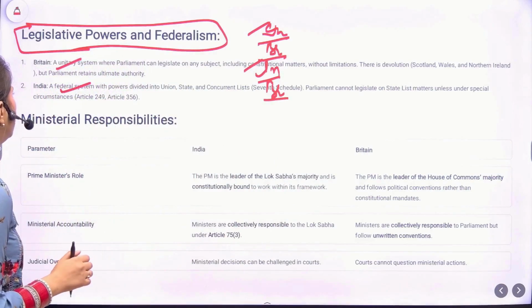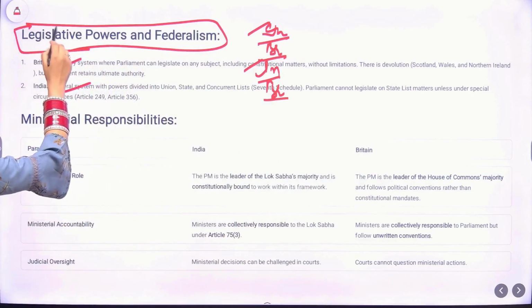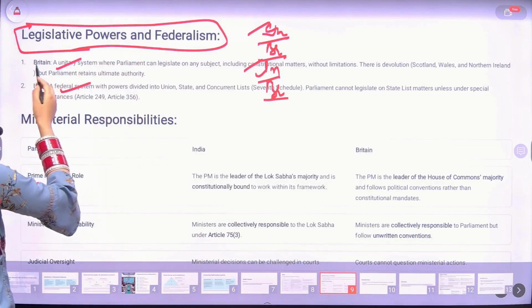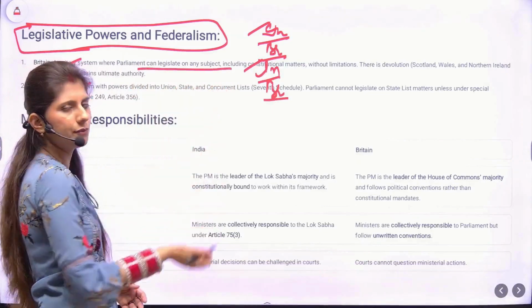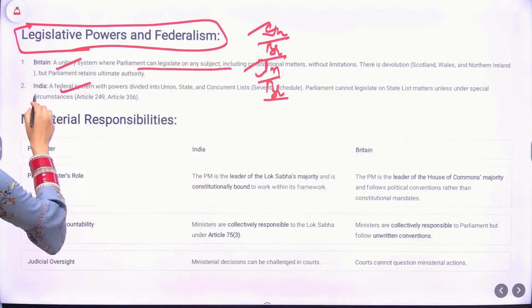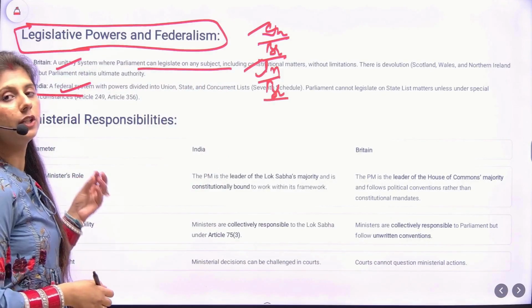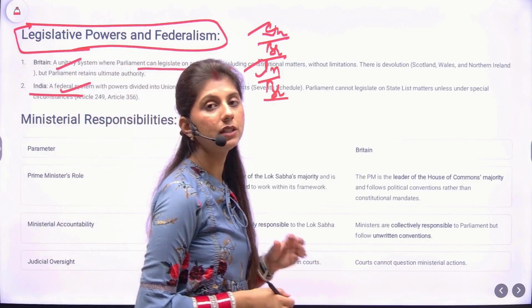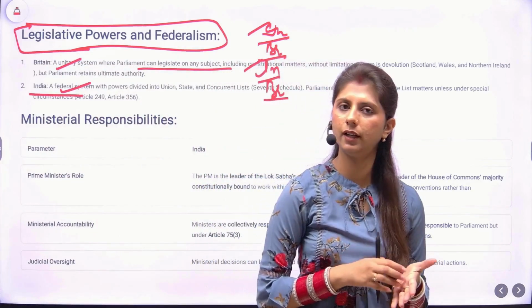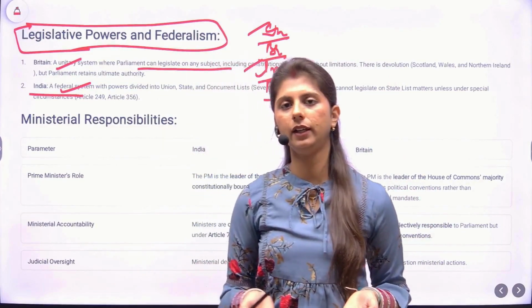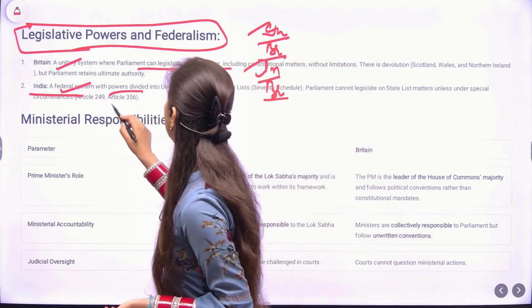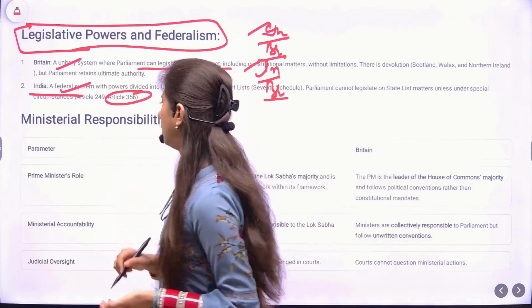They can be avoided. So under legislative powers and federalism, in Britain, a unitary system, parliament can legislate on any subject, already discussed. In India, a federal system, the parliament cannot legislate on the subjects which are exclusive to the state. Under special circumstances like Article 249, Article 356, they can, but else they cannot.